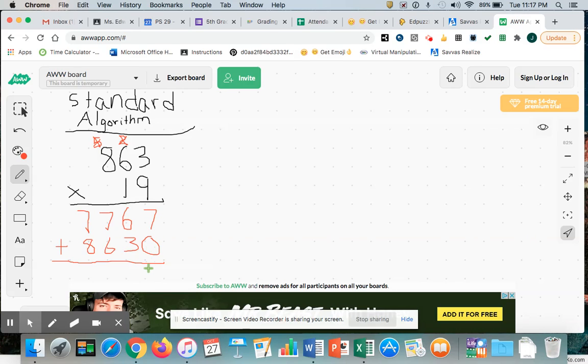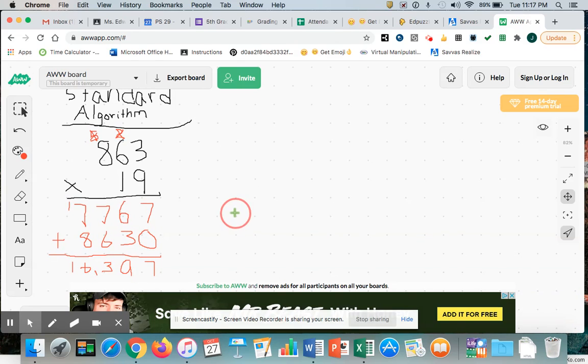7 plus 0 is 7. 3 plus 6 is 9. 7 plus 6 is 13. Make sure to regroup that 1. 1 plus 7 is 8. 8 plus 8 is 16. 16,397. Okay, make sure that I zoom out so you guys can see it enough.